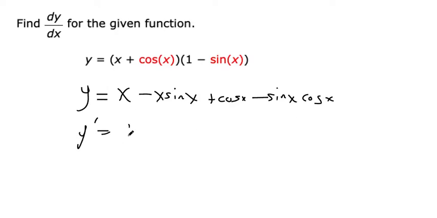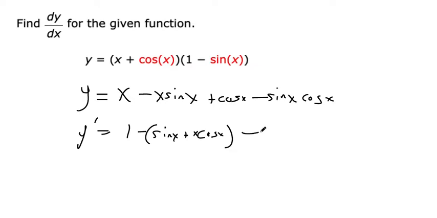So the derivative of x is 1. The derivative of x sine x needs the product rule. So if you're doing it this way, just watch out. You've got to wrap up the result of the product rule in parentheses. So the derivative of f times g, plus f kept the same times the derivative of g. So that'd be cosine x.